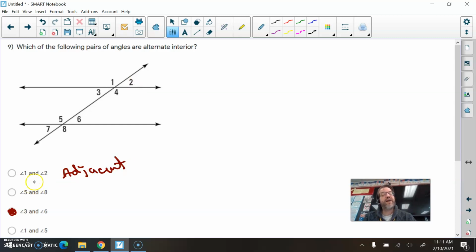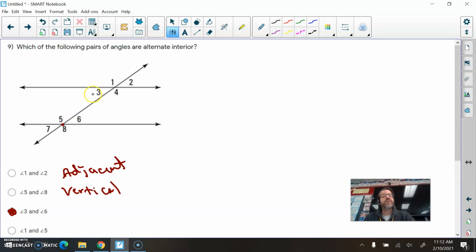angles. 5 and 8, they're right across that V from each other, right? Sharing that same vertex. Those are vertical angles. Remember, vertical doesn't mean up down. Vertical simply means they share the same vertex. They're mirror images of each other. And the 5 and 8 are sharing this vertex right here.